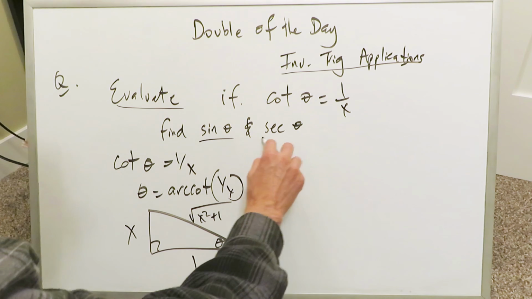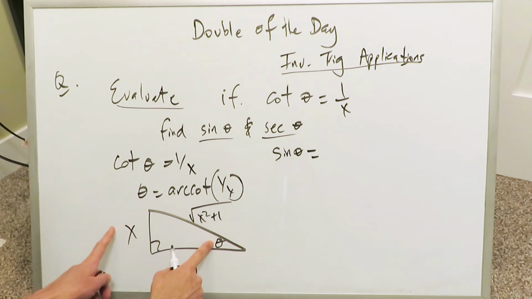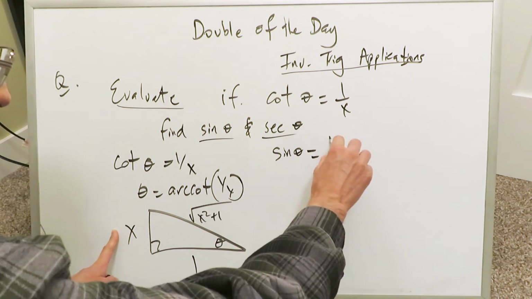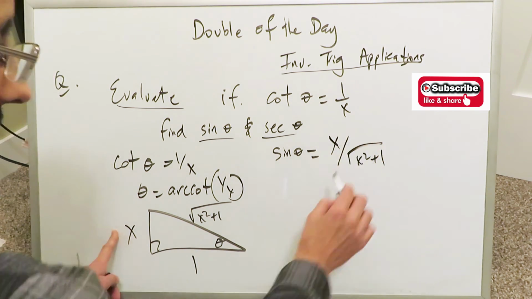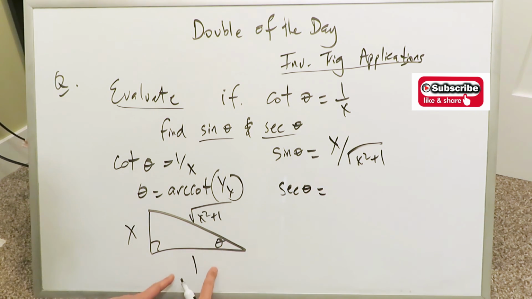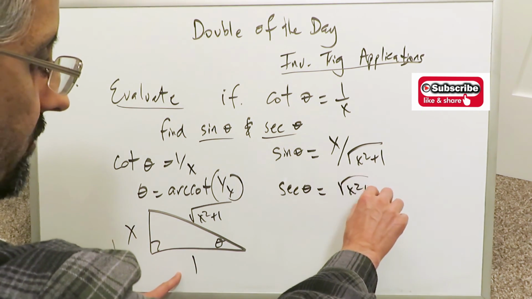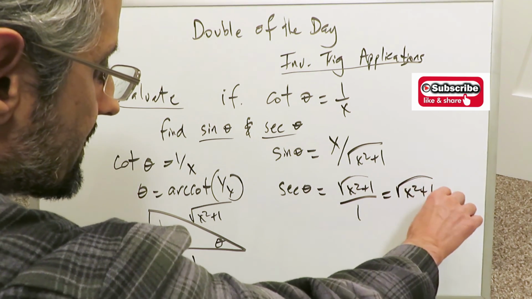Now you have to actually find this. Sine theta is equal to, based on this, opposite over hypotenuse, which will be x divided by the square root of x squared plus 1, and that looks right to me. Secant theta will be equal to hypotenuse divided by adjacent with regards to the angle right here, the root of x squared plus 1 divided by 1, which is just the square root of x squared plus 1, and both of these answers are right.